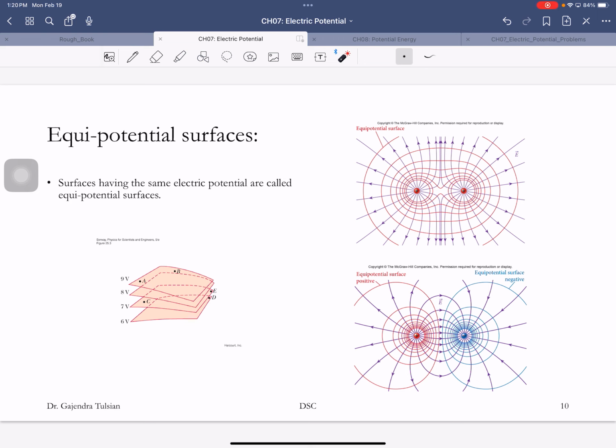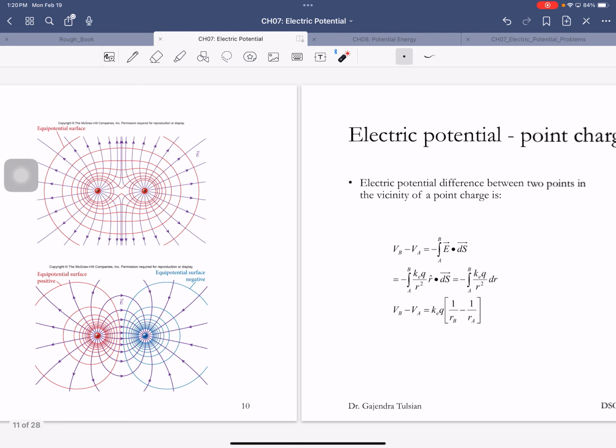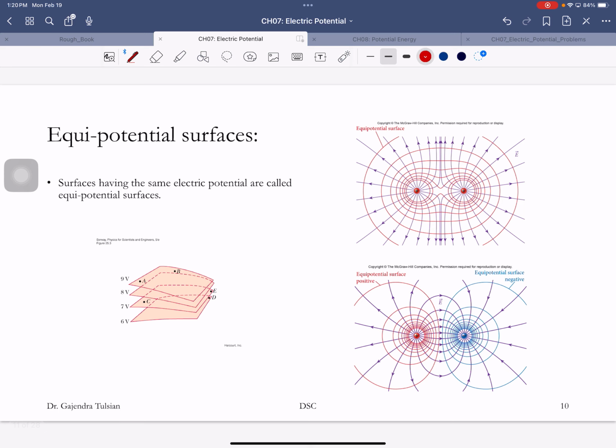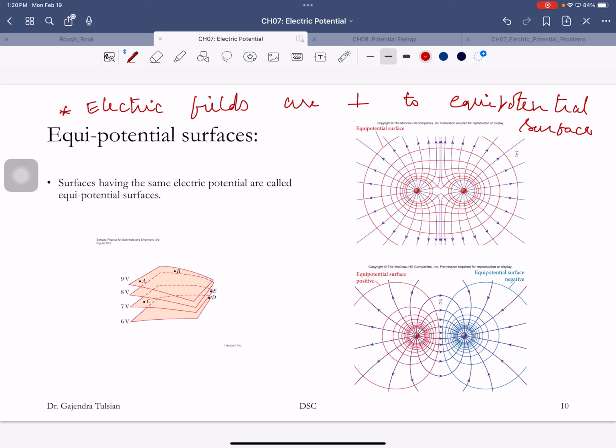All right, so electric fields will point in the direction of decreasing potential, okay? So electric fields are perpendicular to equipotential surfaces. And they point in the direction of decreasing potential.